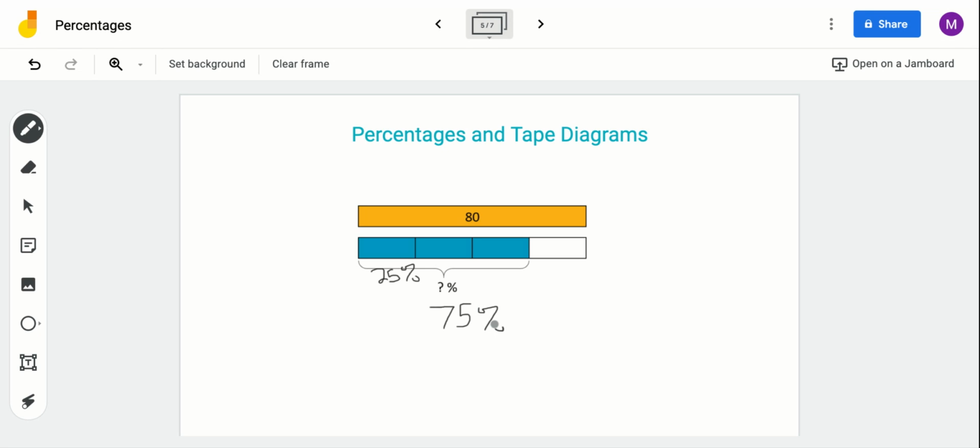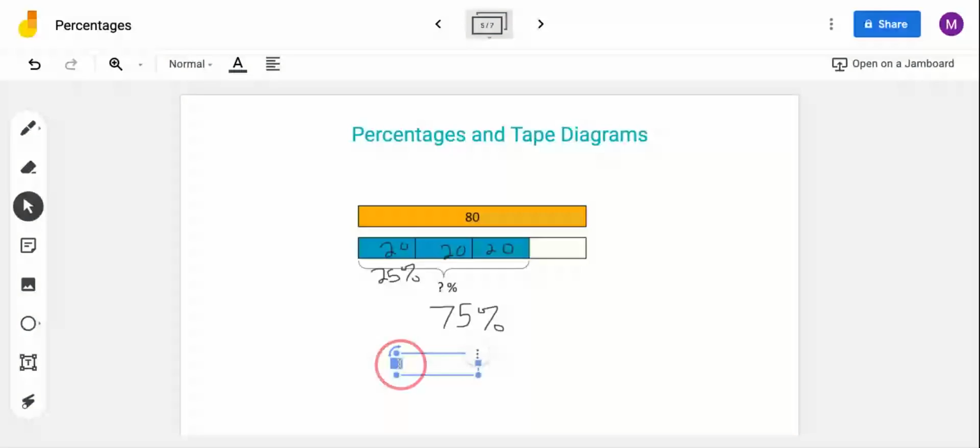And so if we wanted to, we could find out what 75% of 80 is. So just like the 100% is broken into four pieces, the 80 would need to be broken into four pieces. So 80 divided by 4, that would equal 20. So each of these would be worth 20. And so 75% of 80 is 60.